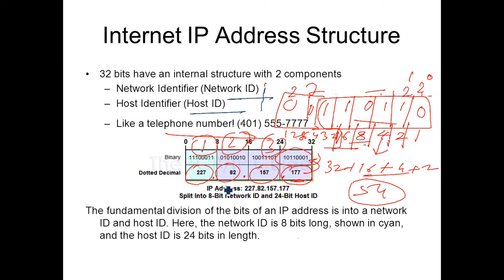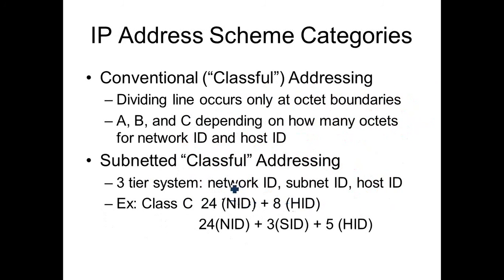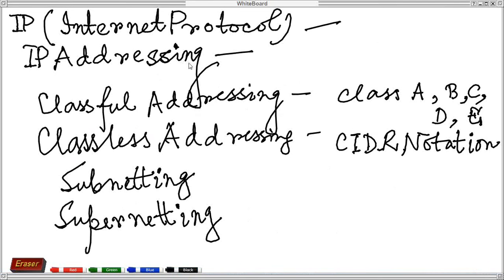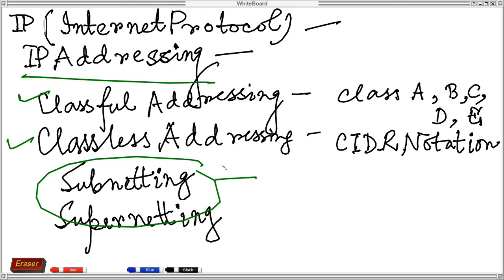So here in this case, this is 8-bit network ID, 24-bit host ID, depending on the different classes. So the IP address scheme, what I was talking about, is divided into 2 parts. One is classful address, one is classless IP address. So if we talk about IP addressing, we need to know 2 things. One is classful addressing and one is classless addressing. This subnetting and supernetting we'll discuss later. Now what is classful addressing and what is classless addressing?